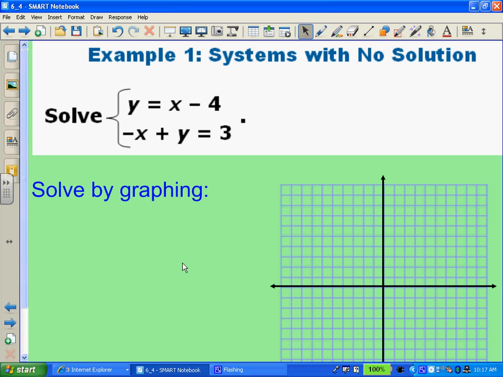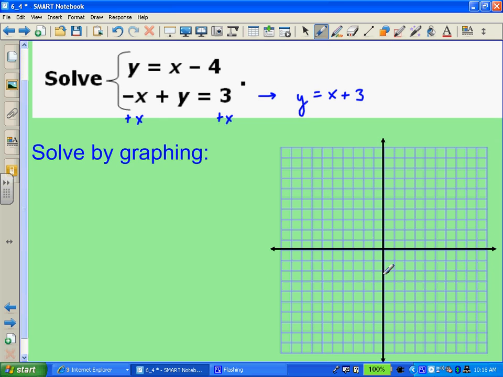I'm going to show you this system here, and I'm going to show you how it looks using each of the different methods, so that no matter what method you're using, you'll be able to recognize if it's a special system. So if I want to solve it by graphing, the first thing we have to do, remember, is put them in slope-intercept form. So this would be y equals x plus 3, and the other one's already in slope-intercept form. So the first line would start at -4, and it has a slope of 1, so it's going to go up 1 over 1.